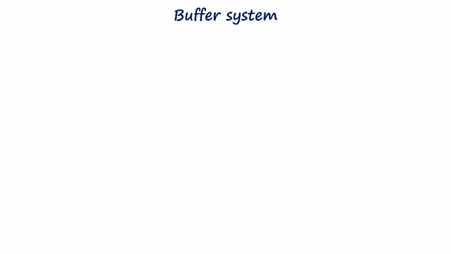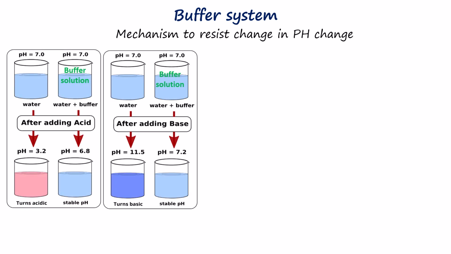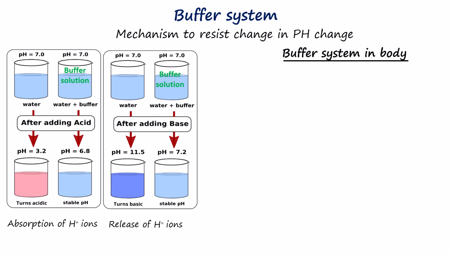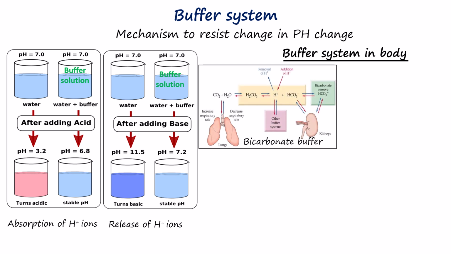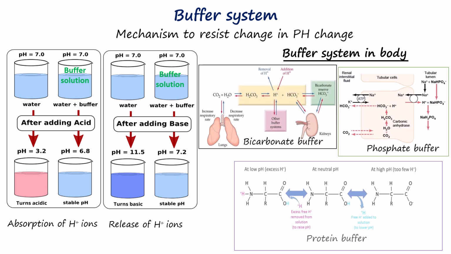A buffer system is a chemical mechanism that resists changes in pH when acids or bases are introduced to a solution. They work by either absorbing excess hydrogen ions when acidity increases or releasing H ions when alkalinity rises, thereby stabilizing the environment. In biological systems, these buffers maintain the stable pH required for optimal enzyme function, protein structure, and cellular metabolism. The human body relies on three primary buffer systems: bicarbonate buffer system, phosphate buffer system, and protein buffer system.